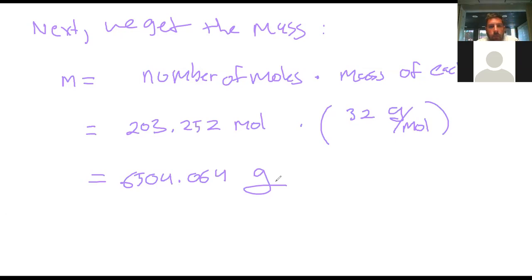So the last thing we would have to do then is remember that weight is defined, it's a force, it's defined by mass times gravity. So if we wanted to know the weight, we take this mass and we multiply it by gravity.